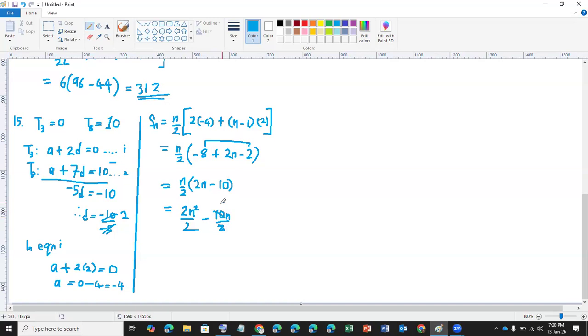2 in 10 is 5. 2 in itself goes to n, 2 squared in itself. So I'm left with n squared minus 5n. Sorry, 5. Okay, so there you go. I think that's a simplified formula for our Sn, right? Yes. So finally done with that first part.